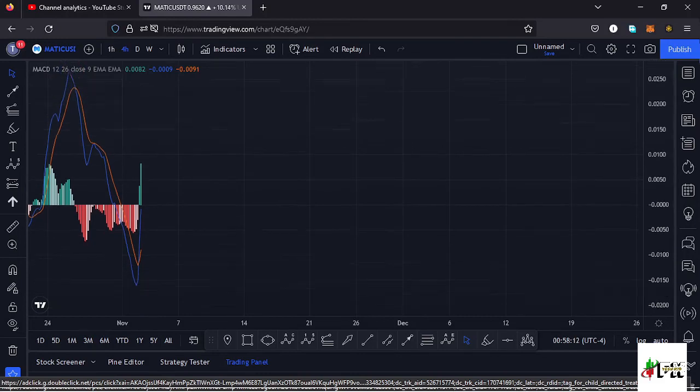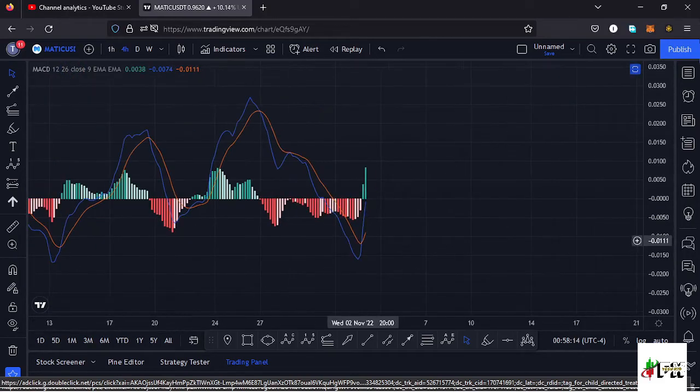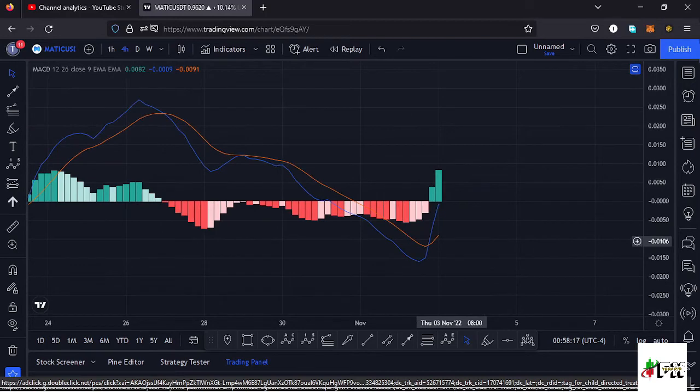Also taking a look at the MACD, here on the MACD we have printed a bullish cross, and that means higher prices are coming our way. So let's be patient and see how that plays out, and I'll keep you updated.